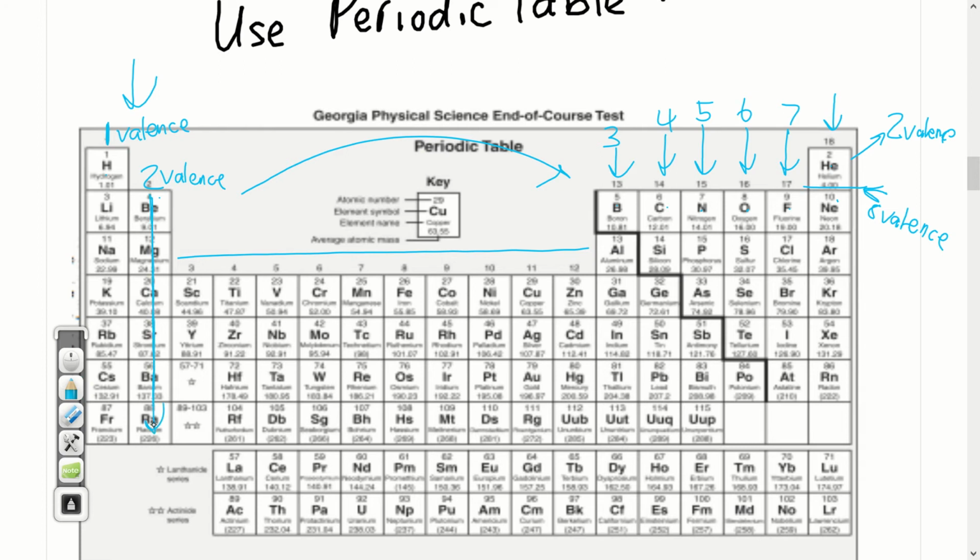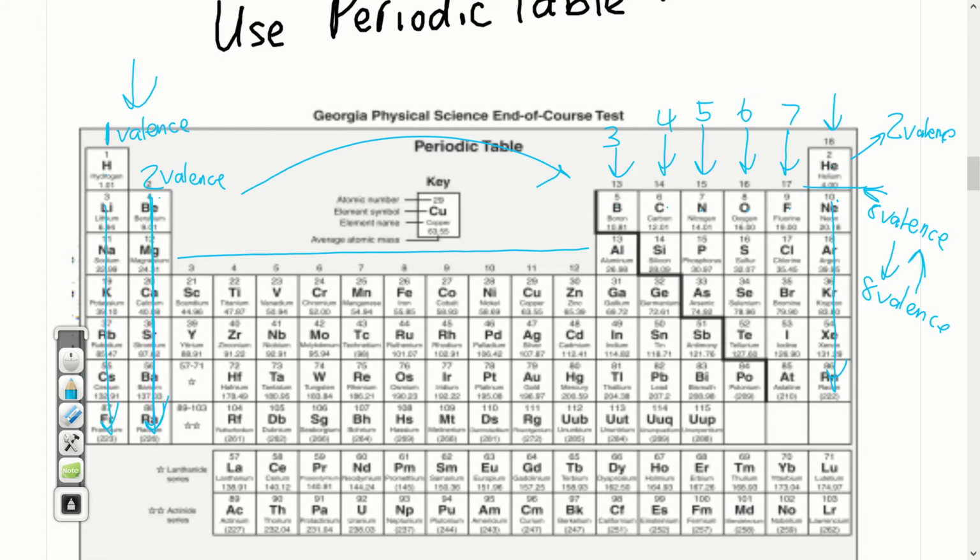So everything in the alkaline earth metals, group 2, has 2 valence electrons. Everything in the alkali metals has 1 valence electron. All of the noble gases have 8 valence electrons. Okay, I'll write that again. There it is, and there it is. All right. So just by looking at the column, you can figure out how many valence electrons it has.